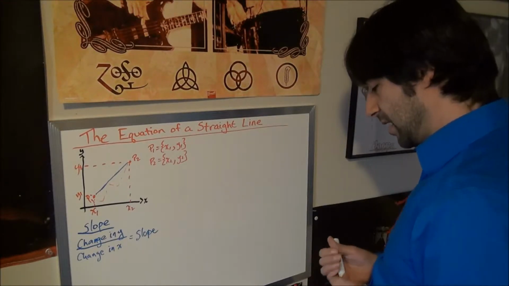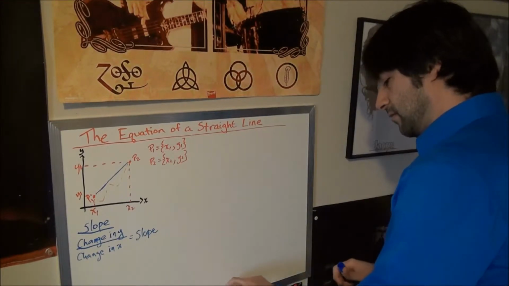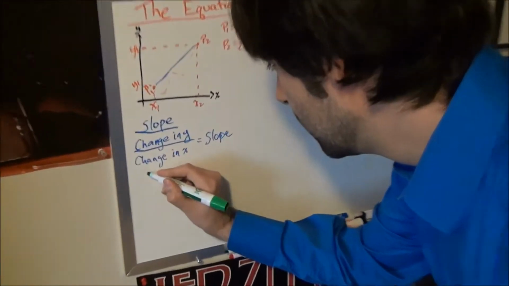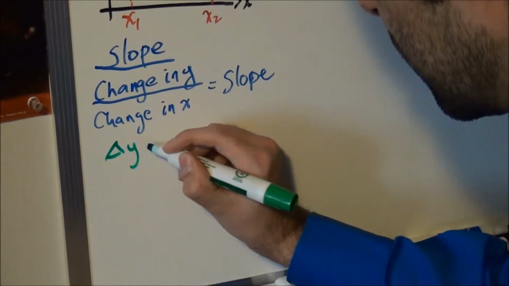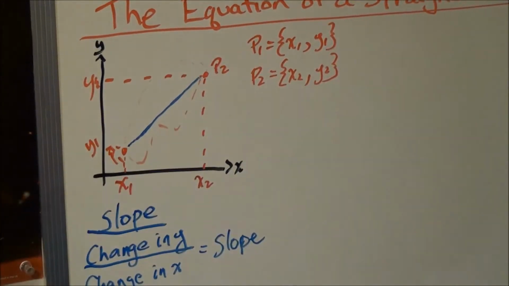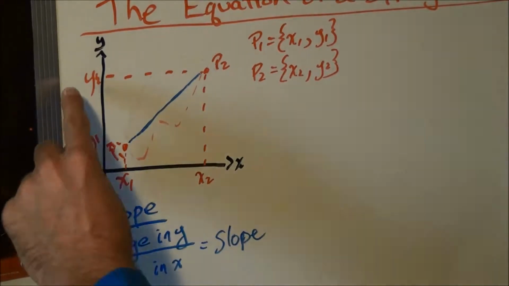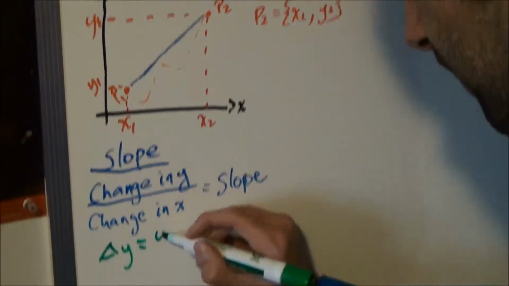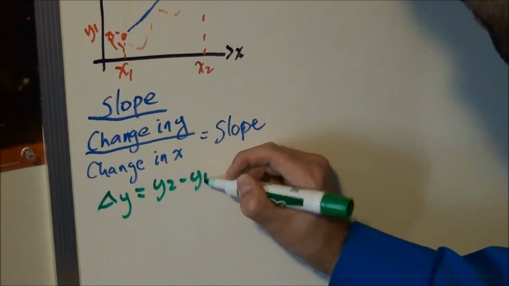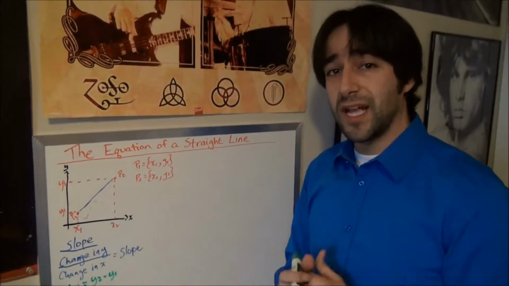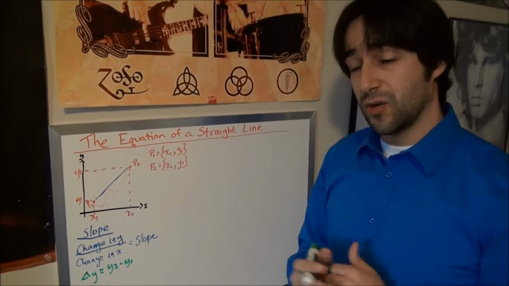So here's how we're going to express that mathematically. We need to define delta y. Delta y is going to be my change in y. My change in y can also be known as the difference in y. So if I started at y1 and I went to y2, my change will be y2 minus y1. Delta x will mean more or less exactly the same thing, but for the x-coordinate.